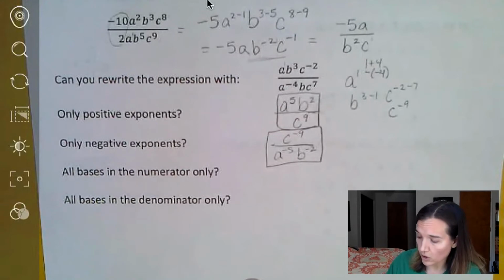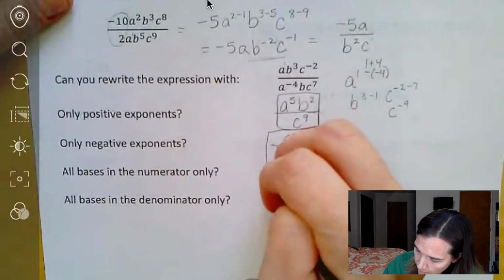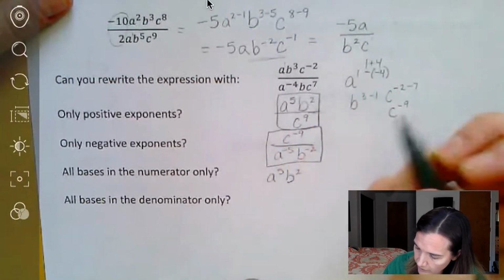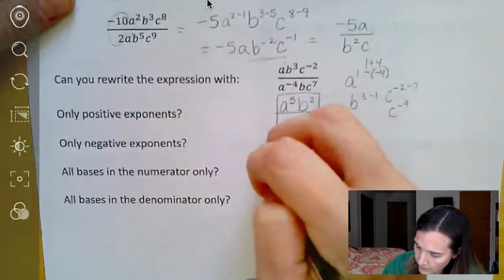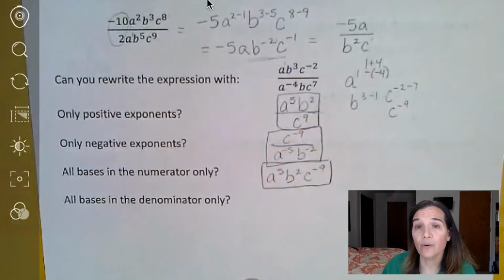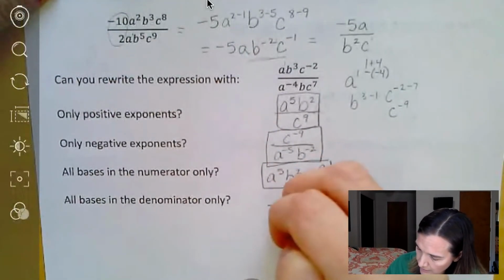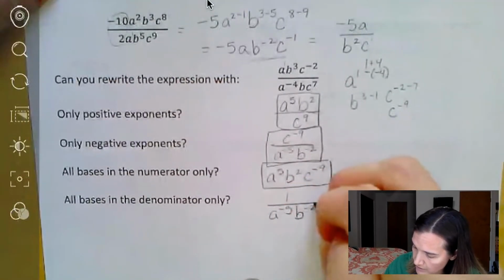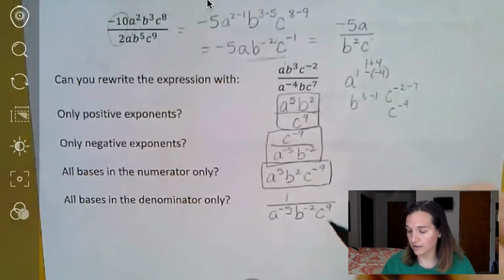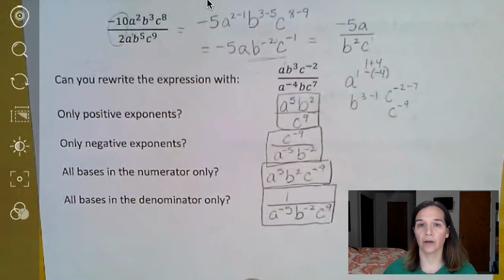Can I move it so all of our bases are only in the numerator? Well, we sure could. That would give us a to the fifth power, b to the second power, and then remember the c, if we move it to the numerator, becomes c to the negative ninth power. Look, everything's in the numerator. Well, what if I want everything in the denominator? Well, I can do that too. Let's move all these down. A to the negative fifth power, b to the negative second power, c to the positive ninth power. It changes its sign. So kind of move these around, have some fun with them. Only do this, though, if the question asks for it.